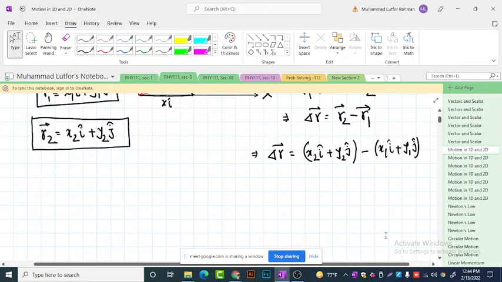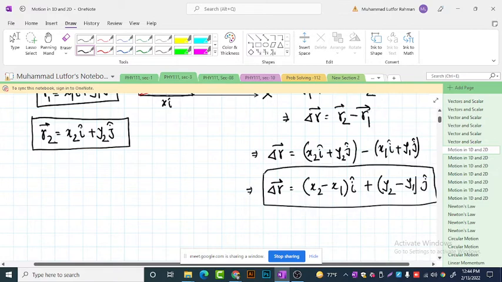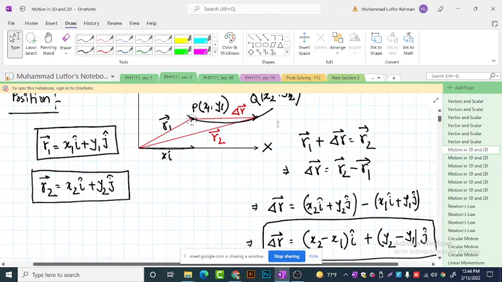This is the case. I just plug in the value of R1 and R2. Then I can find out what would be the del R. So del R would be x2 minus x1 into i hat plus y2 minus y1 j hat. So that would be the displacement between these 2 points. So that means if the particle moves from the point P to Q, then we can find out the displacement between these 2 points P and Q, or how much distance the particle travels.